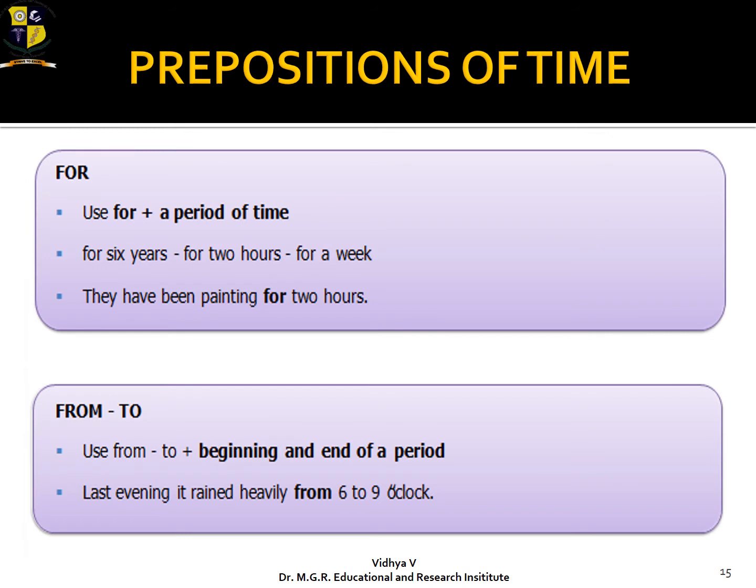Next is for. We use for plus a period of time. That is for 6 years, for 2 hours, for a week. So they have been painting for 2 hours. So this is an example of for.